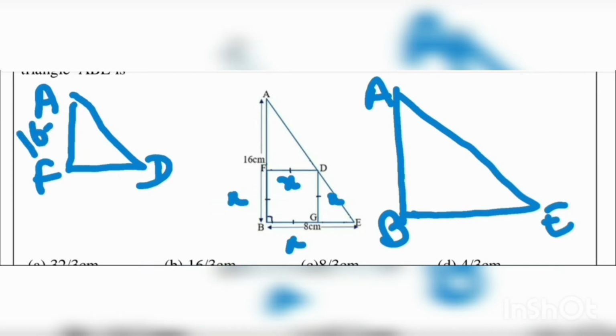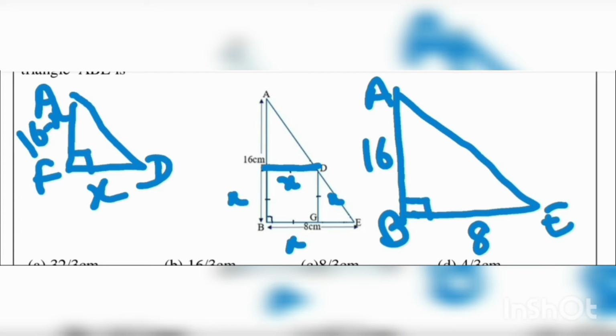And then FD is x, the side of the square. Similarly, we can see that AB is 16. It is already given, and BE is 8. Now, if we look at these two triangles, both are right angle triangles. This angle is 90 degrees. Moreover, this angle is the same. So, by AA similarity, these two triangles are similar.